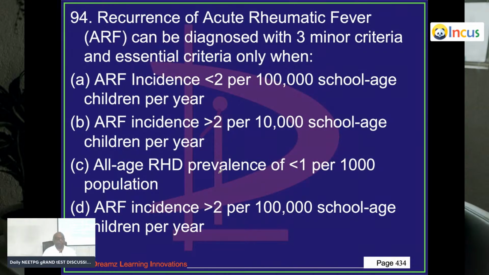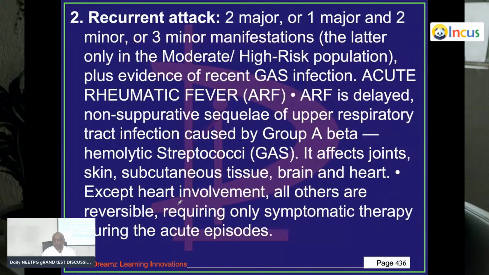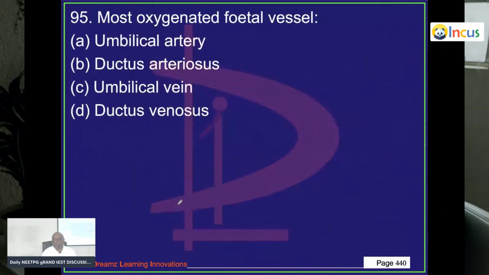Acute rheumatic fever. What is the criteria in school age children? According to the 2015 update, low risk, and moderate to high risk population. That's how you divide them. So I leave the literature for you in the app for you to review that.